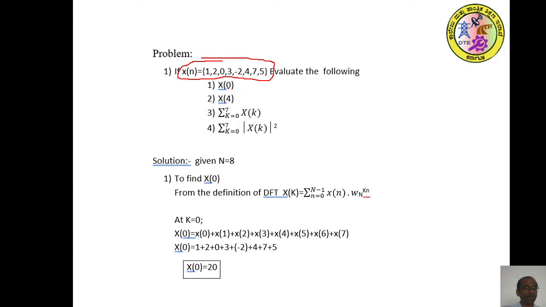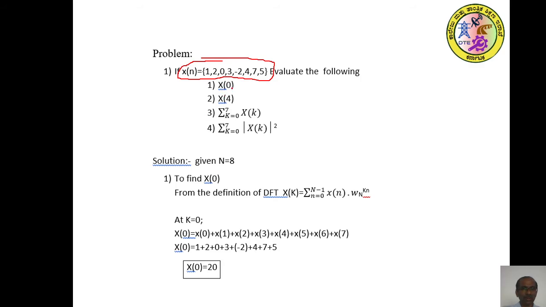Evaluate capital X of 0, X of 4. See, the third and fourth look the same, but they are different. Sum over k from 0 to 7 of X of k. Second term: sum over k from 0 to 7 of modulus of X of k whole square. Usually they tell you to use properties and concepts without computing the DFT.